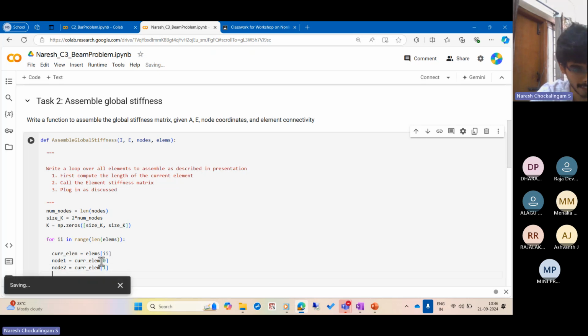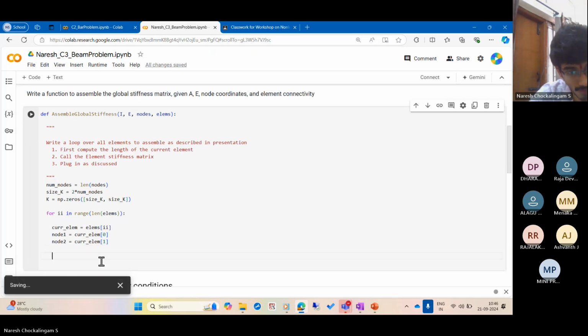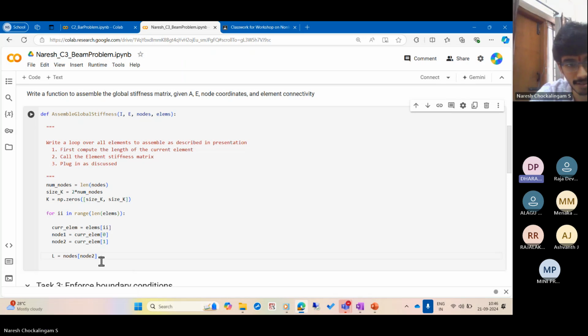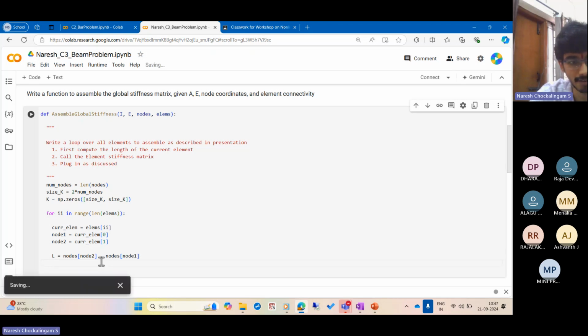Okay, fine. Next, we have to find the length of the element, right? So what is the length of the element? It is nodes of node 2 minus nodes of node 1. Perfect. Very good. Next, what do we do? I and E are given by the flexural rigidity, and E and I are given by the code.